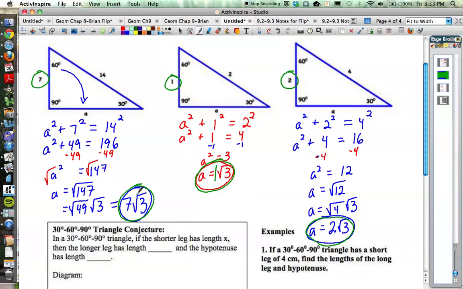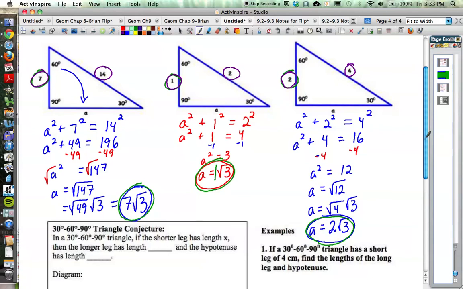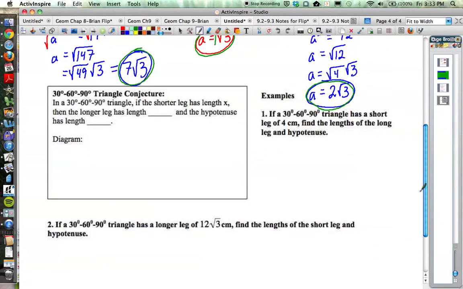And not only that, what's the relationship that we already saw between the shorter leg and the hypotenuse? 7, 14, 1 and 2, 2 and 4. Notice that the hypotenuse is exactly 2 times bigger than the shortest leg. 7 times 2 is 14. 1 times 2 is 2. 2 times 2 is 4. So that short leg is kind of the key to the other leg and the hypotenuse. We don't have to use the Pythagorean theorem because this is a special rule. If the shorter leg has length x, then the longer leg is just going to be x times the square root of 3, and the hypotenuse is exactly 2 times bigger, so 2x.